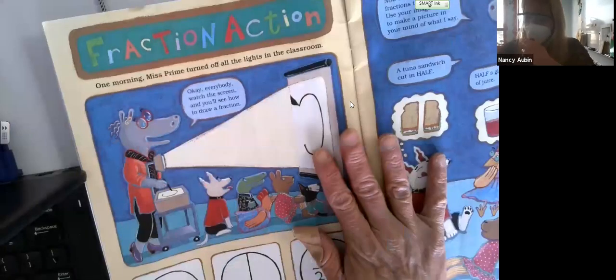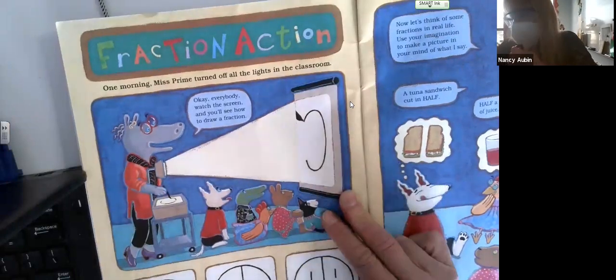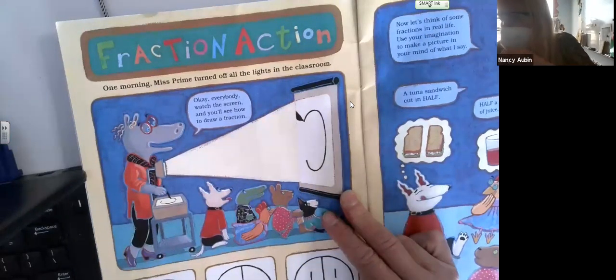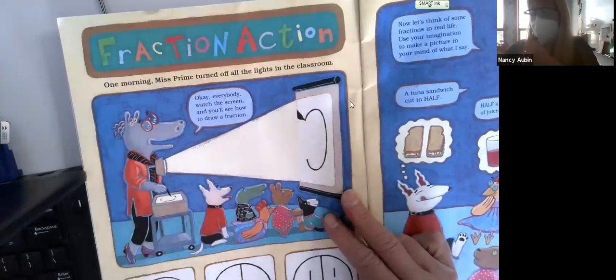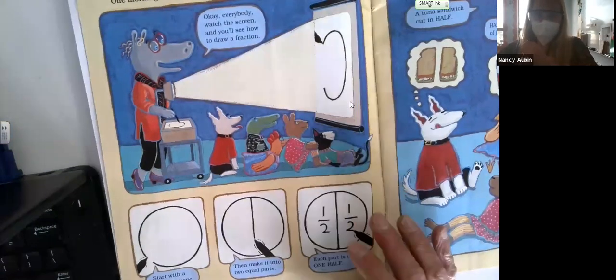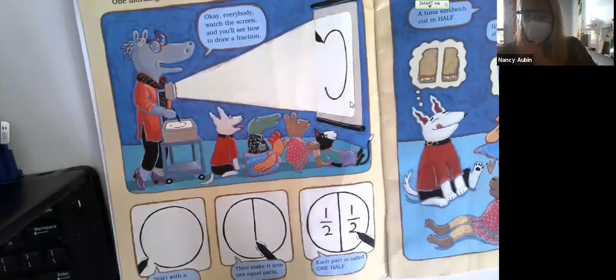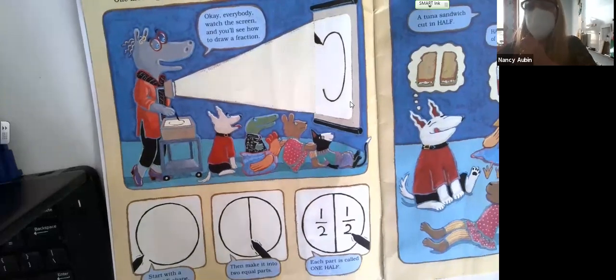Fraction Action. One morning, Miss Prime turned off all the lights in the classroom. Okay, everybody, watch the screen and you'll see how to draw a fraction. You can tell this is old because of the pictures, right? We don't use projectors anymore. Start with a whole shape, then make it into 2 equal parts. Each part is called what?